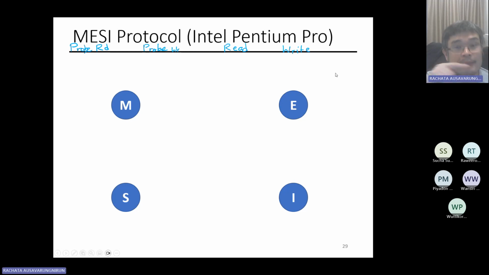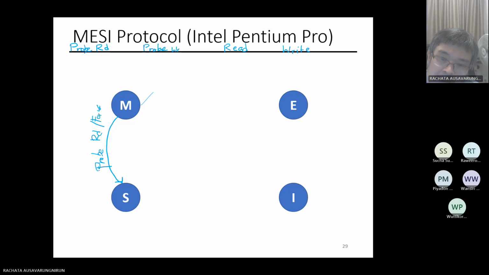Now, let's say I'm in the modified state. Modified means I have the only copy and it's the dirty copy. I modified the data, so no one else has a valid copy. If I see someone else reading, I am going to transition to shared. So this is when you probe read, and then you also forward the data over. Right, because you have the valid copy, you forward the data to the other cache because here's the data that I wrote to.